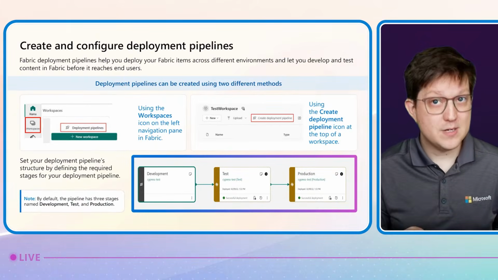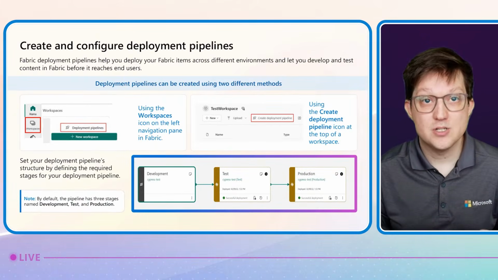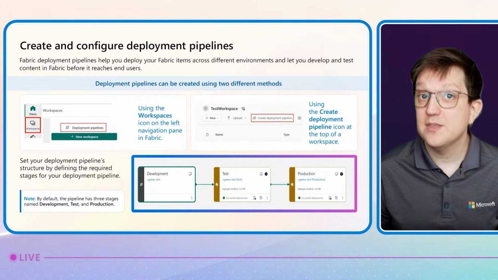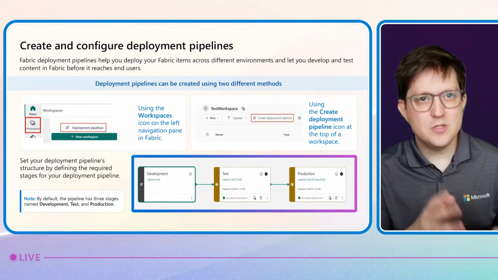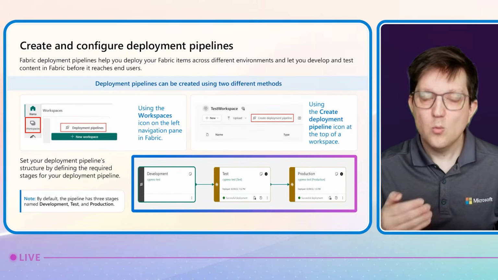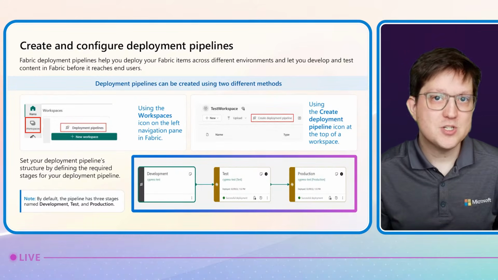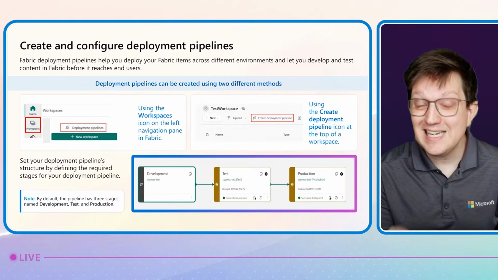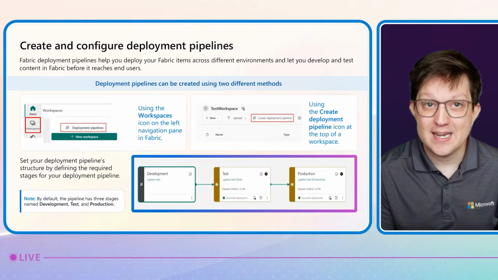By default, there are 3 stages: development, test, and production, and 2 different creation methods, either through the workspace icon in the left navigation pane, or you can use the create deployment pipeline icon at the top of the workspace. Once you've done this, stage your configuration changes and assign the permissions per stage to control who can deploy into and out of that stage.